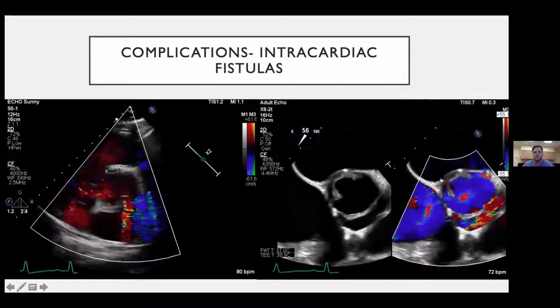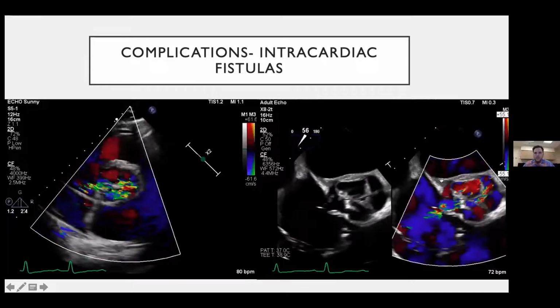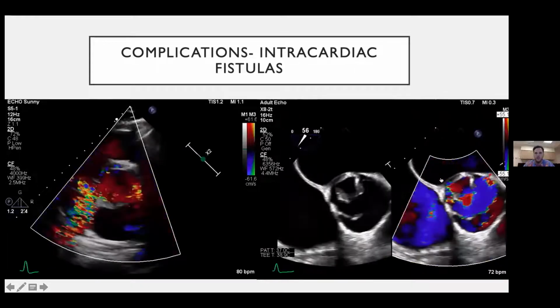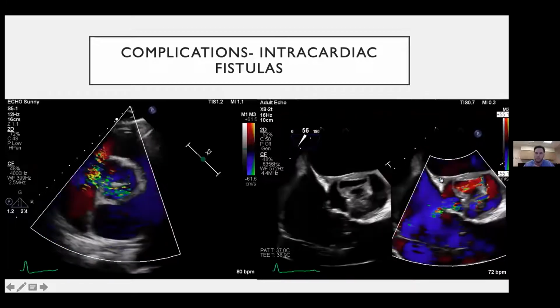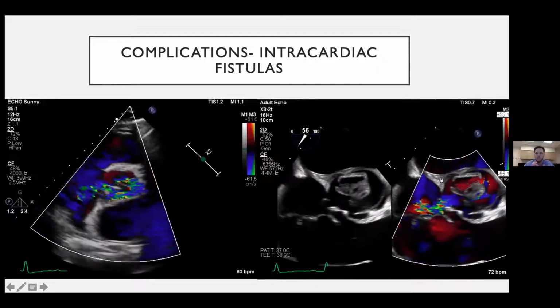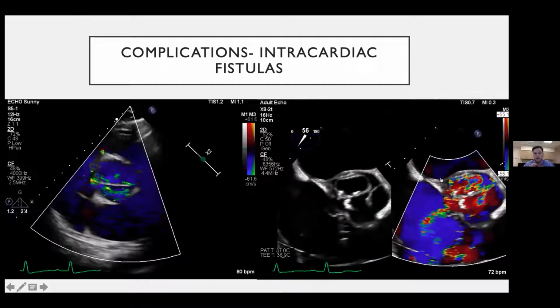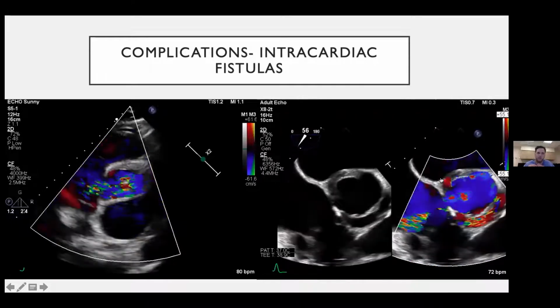Okay, so moving on to intracardiac fistulas. This is an interesting and dangerous complication. Fistulas typically arise from an abscess that then forms a pseudoaneurysm and eventually ruptures, leading to a communication between two chambers. And again, this is where it's really important to keep in mind the 3D anatomy of the heart.